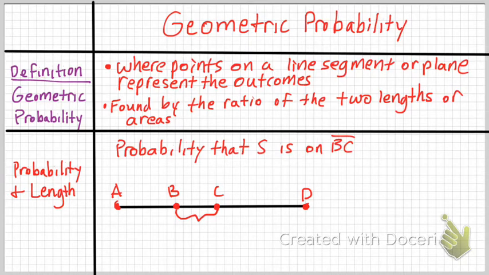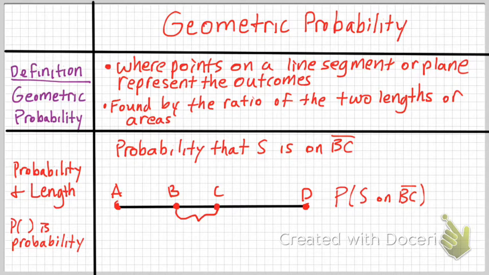Alright, so if I'm going to talk about the point S being on BC, I would say probability. Remember, this is going to be our probability symbol. Whenever I write P, I'm meaning probability. So we're talking about the probability of a specific event. And in this case, our specific event is S on BC.